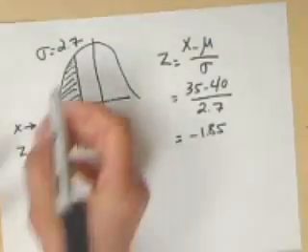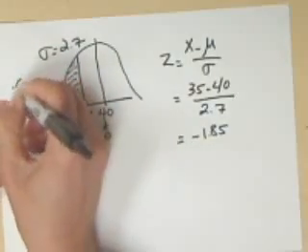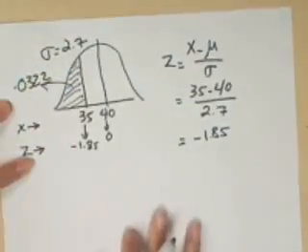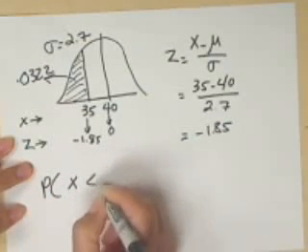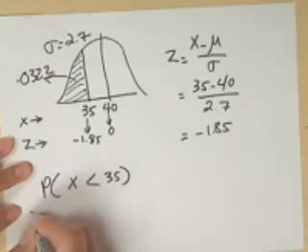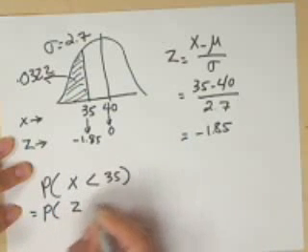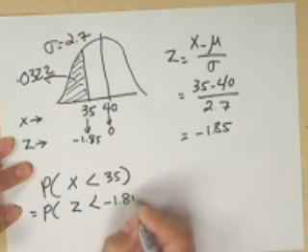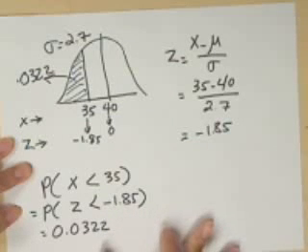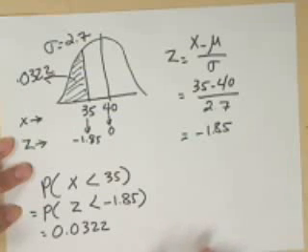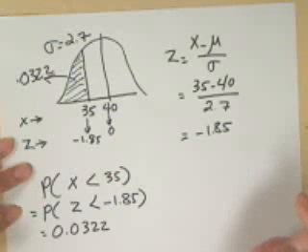Therefore, we have just looked up 0.0322 as the answer to our question. So if you want to know the probability that x is less than 35, that's the same as looking up the probability that z is less than negative 1.85, and that probability from the table is 0.0322.